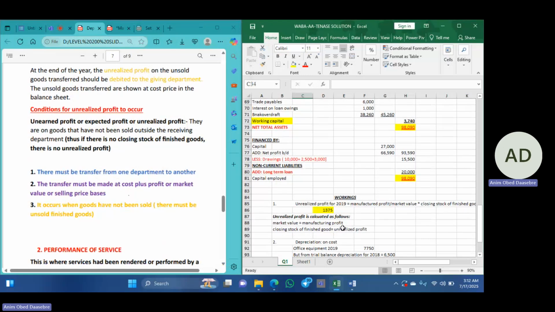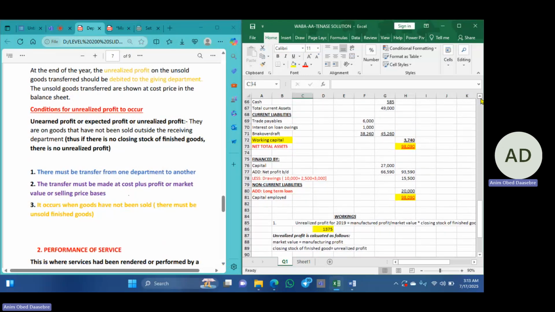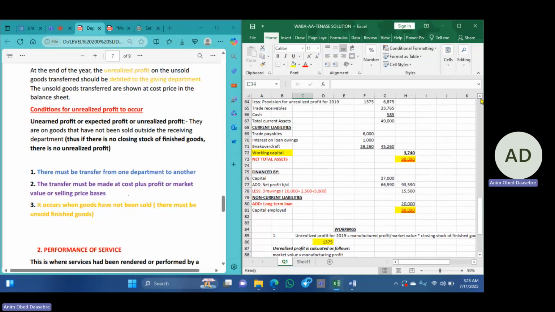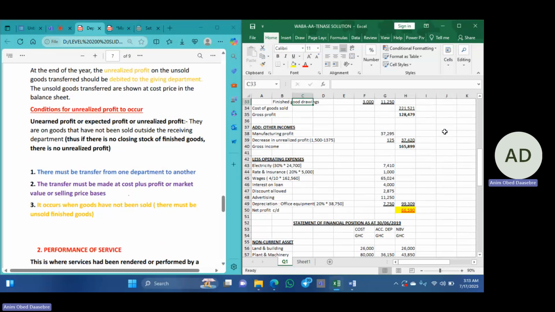So when you change the subject and make unrealized profit the subject of this ratio and proportion, you are going to get that formula as manufacturing profit times closing stock of finished products over your market value. That will help us to find our unrealized profits.